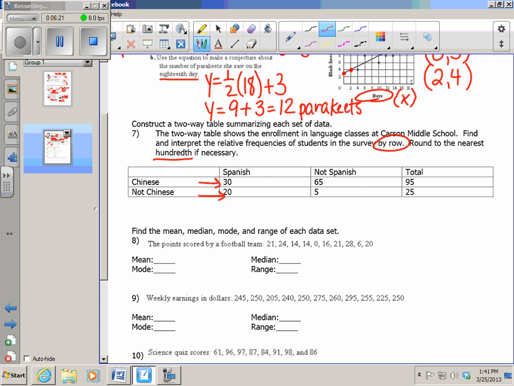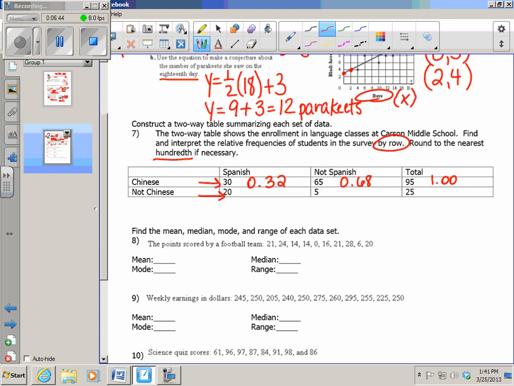I get my calculator ready, and I'm taking 30 divided by 95. So I have 0.32. 65 divided by 95 gives me 0.68. And 95 divided by 95 gives me 1.00.